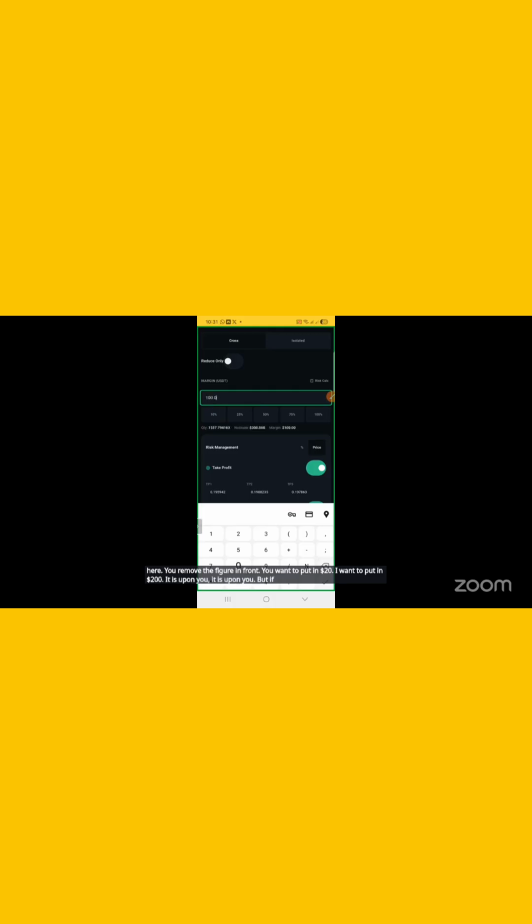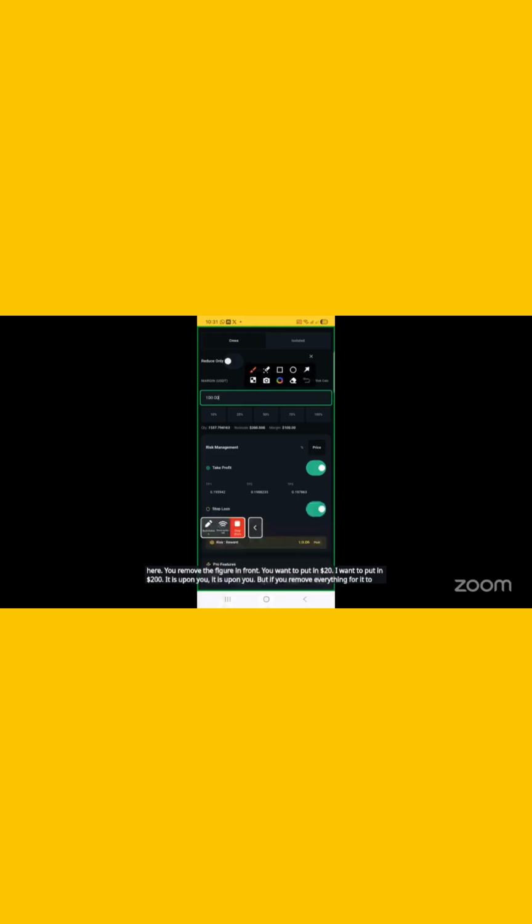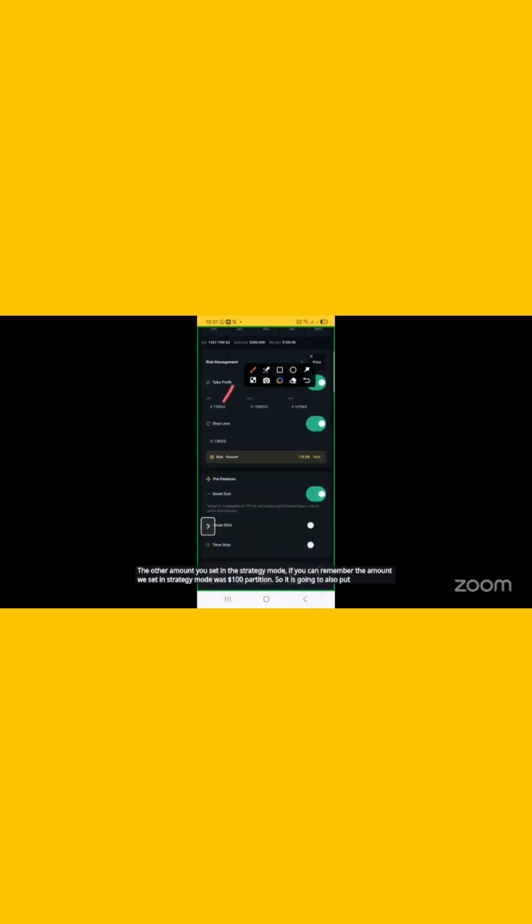But if you remove everything, it will prefill the other amount you set in the strategy mode. If you can remember, the amount we set in strategy mode was $100 partition. So it is also going to put in the stop, TP1, TP2, TP3, even the stop loss because it's a futures signal. Then here, some of you have been complaining, why is it showing me a risk reward which is very poor? Now let me explain.